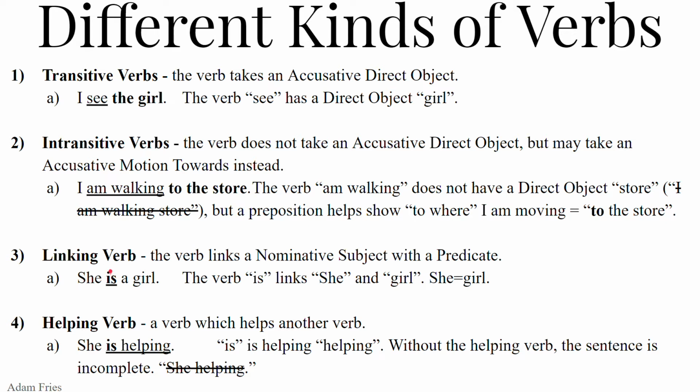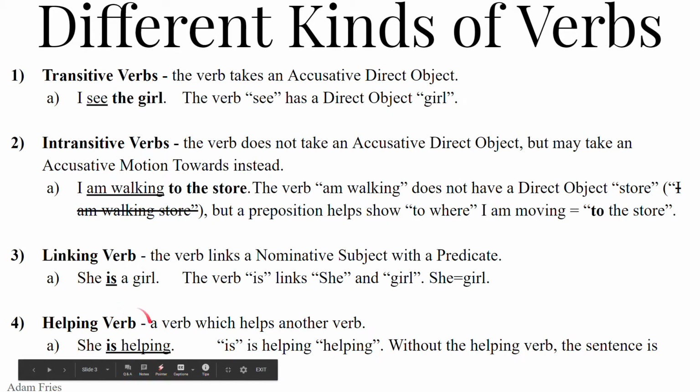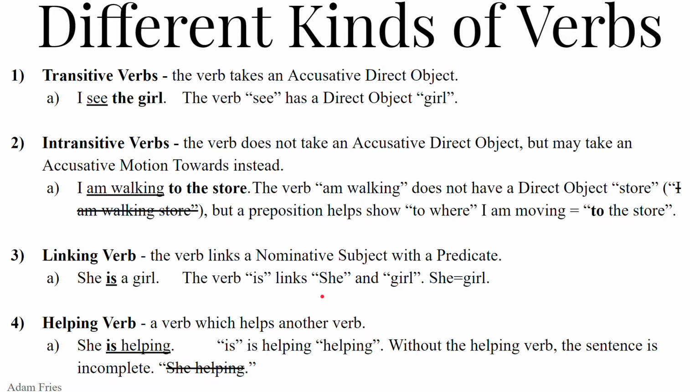Who exists as a girl? She does. She is the subject. And then helping verb, a verb which helps another verb. Like, she is helping. The verb is helping the verb helping. If you take out the is, she helping, sentence sounds incomplete. She is helping, so is helping along helping. These are sometimes called auxiliary verbs, helping verbs.